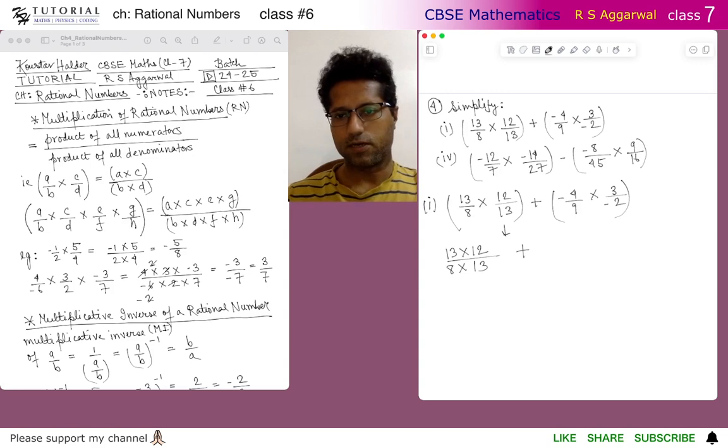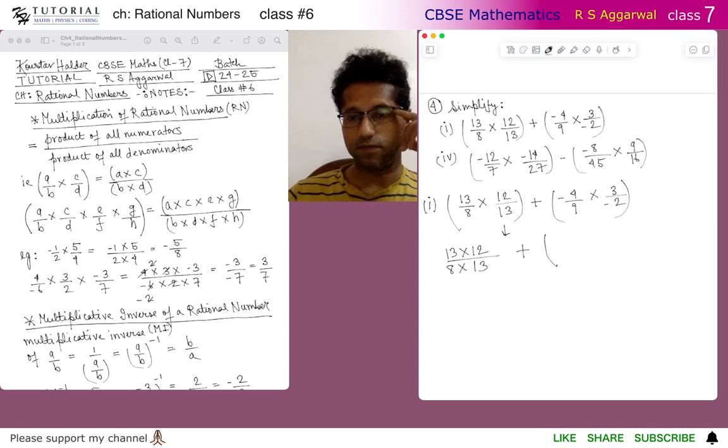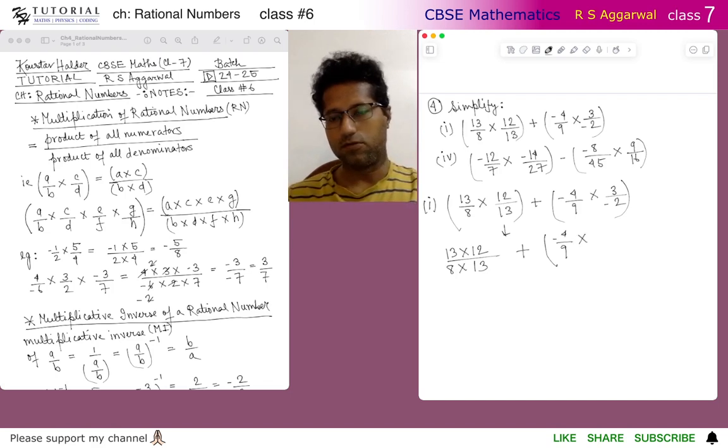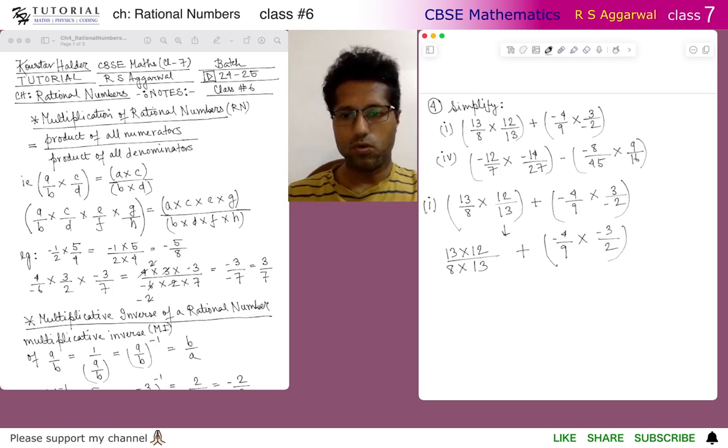Plus the second product. First we have to convert, always do step by step. If you can do it, if you are confident, then you can skip steps, but it's always recommended that you solve any problem step by step. That will eliminate the possibility of errors. So this one is minus 4 by 9 is fine, but I have to convert the 3 by minus 2 rational number so that it has positive denominator. So this becomes minus 3 by 2.